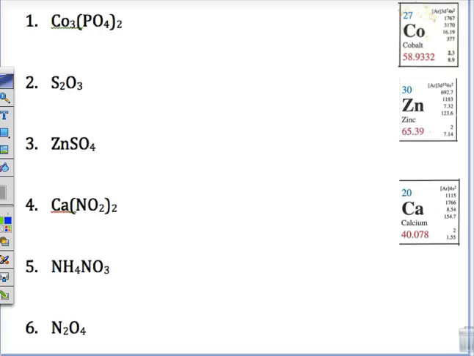Okay, starting with number 1, we see the first element is cobalt. Well, cobalt is a metal, and cobalt is a metal with more than one possible charge. Okay, we're going to use ionic rules, and so ionic rules say, write the name of the first one just like it's spelled in the periodic table, and if it has more than one possible charge, use a Roman numeral. Alright, well, we got to figure out the Roman numeral.